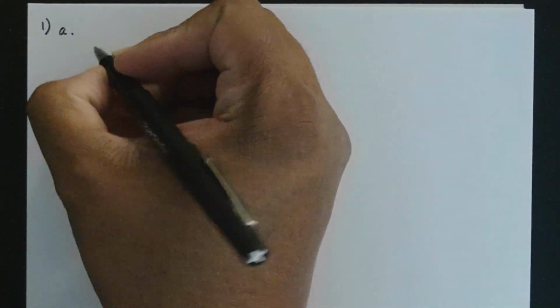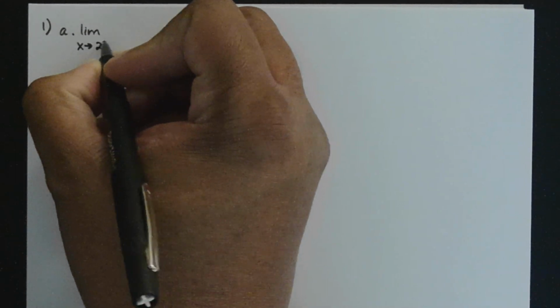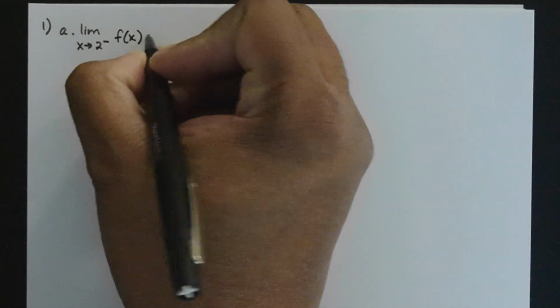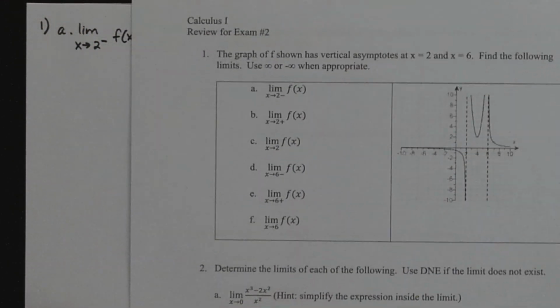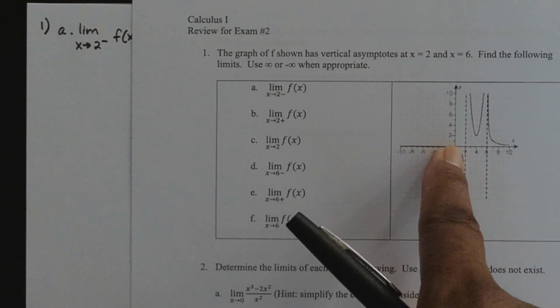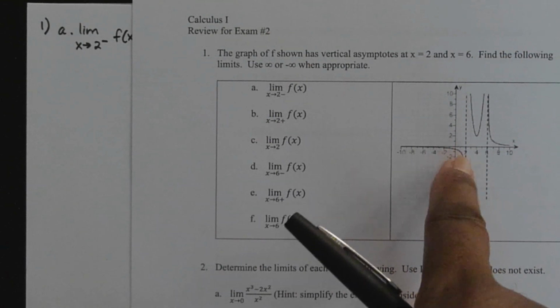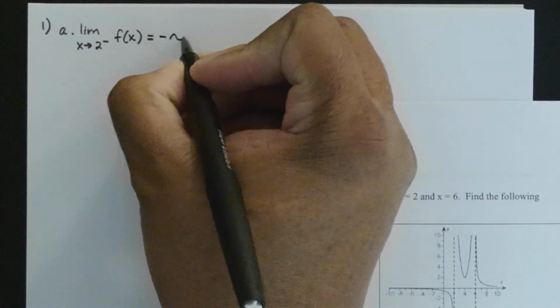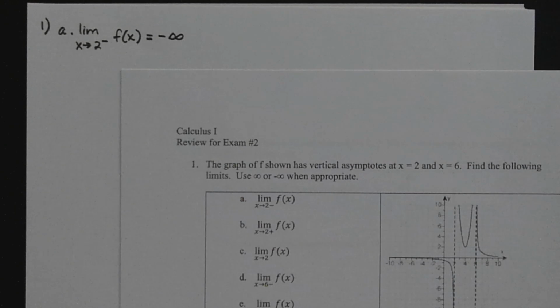we got the limit as x approaches 2 from the left of the function f of x. So in this graph, let's see, here's 2 right here. So as we come from the left of 2, the graph will be going towards, and you can see it goes downward, it goes towards negative infinity. Okay, because it's not going to a finite value, so it's just going to negative infinity.